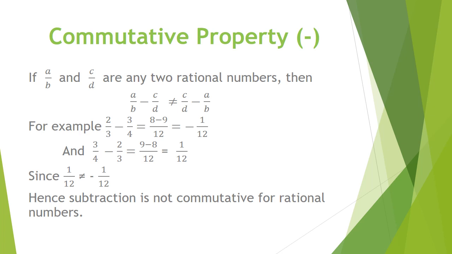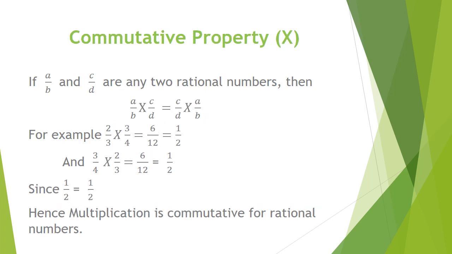Similarly, now do the subtraction of 3 by 4 minus 2 by 3. You will get the answer 1 upon 12. As minus 1 upon 12 and 1 upon 12 are not same, therefore subtraction is not commutative for rational number.